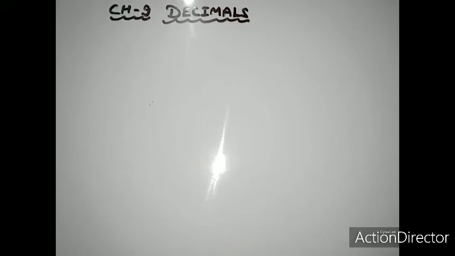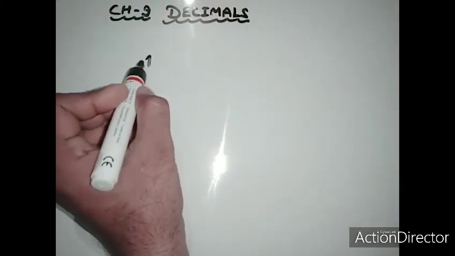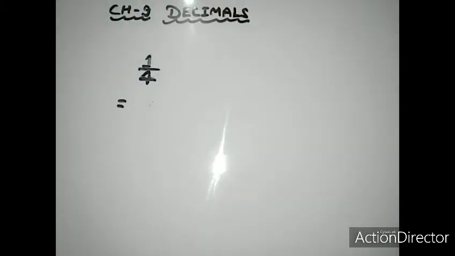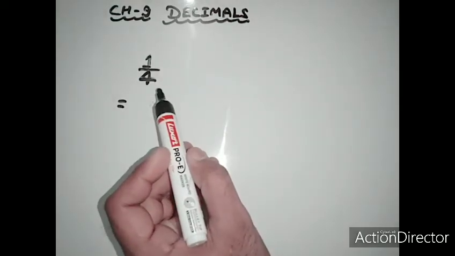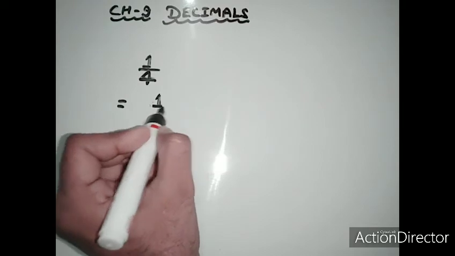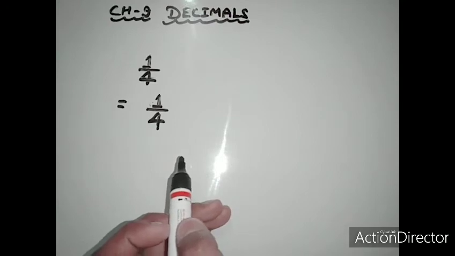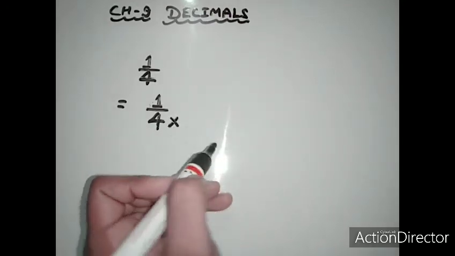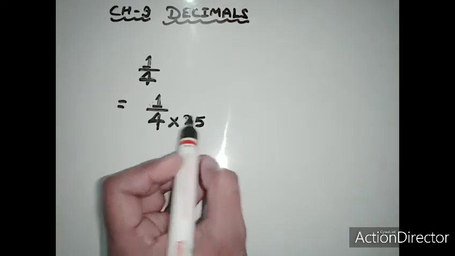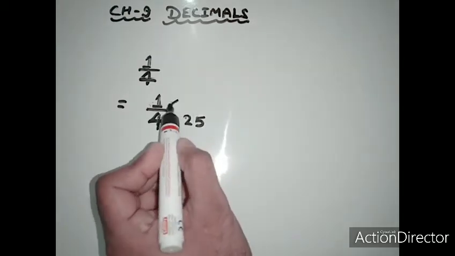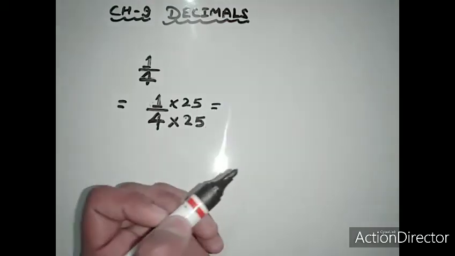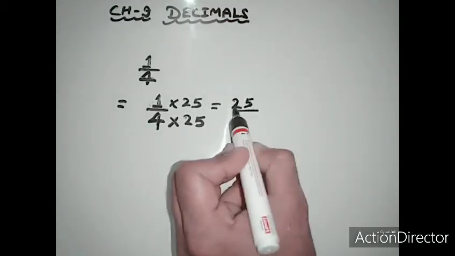Okay students, now here we discuss if a proper fraction is given, like 1 upon 4. How do we convert this fraction number 1 upon 4 into a decimal number? We convert the denominator into a multiple of 10. So we multiply this 4 by 25, because here we get 100. 25 fours are 100, right? So now we get 25 upon 100.